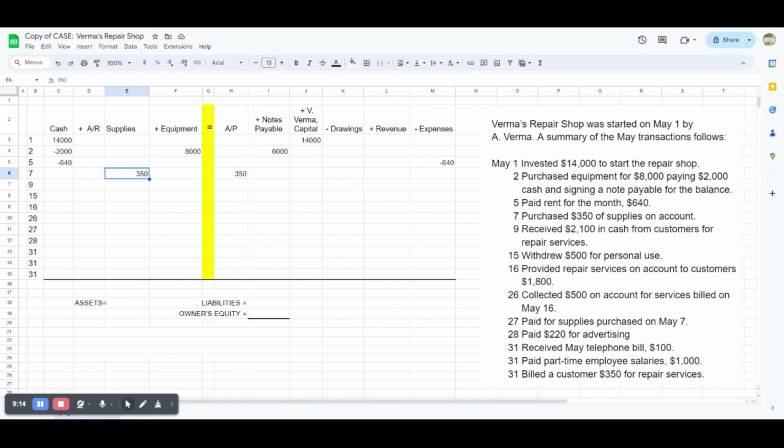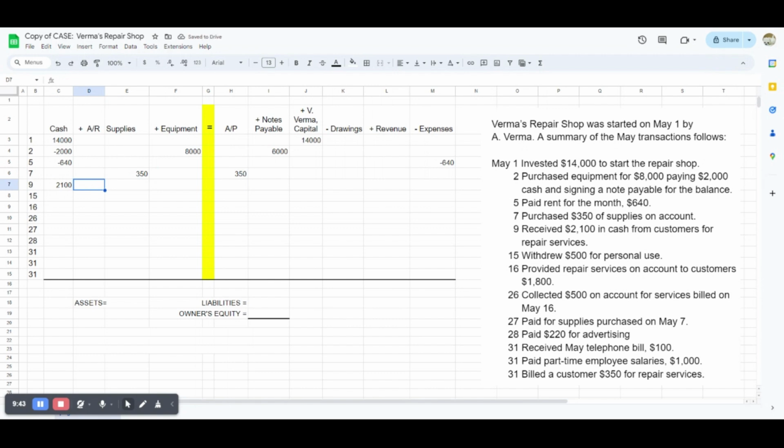Okay, now for the transaction on May 9th, received $2,100 in cash from customers for repair services. Okay, so if you're receiving money in cash, well, the cash is going to go up because you received that money and it's in cash.